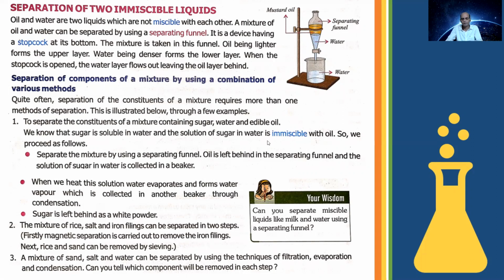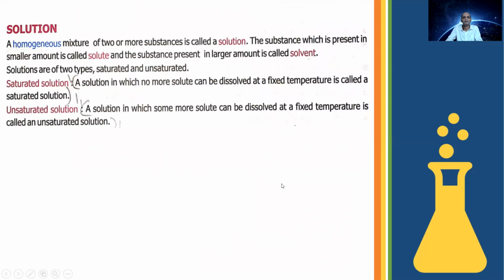And finally, we have to find a solution. What do you mean by solution? A mixture and a solution are quite different, right? A homogeneous mixture of two or more substances is called a solution. Homogeneous mixture, what is that? The substance which is present in smaller amount is called solute, and the substance present in larger amount is called solvent.